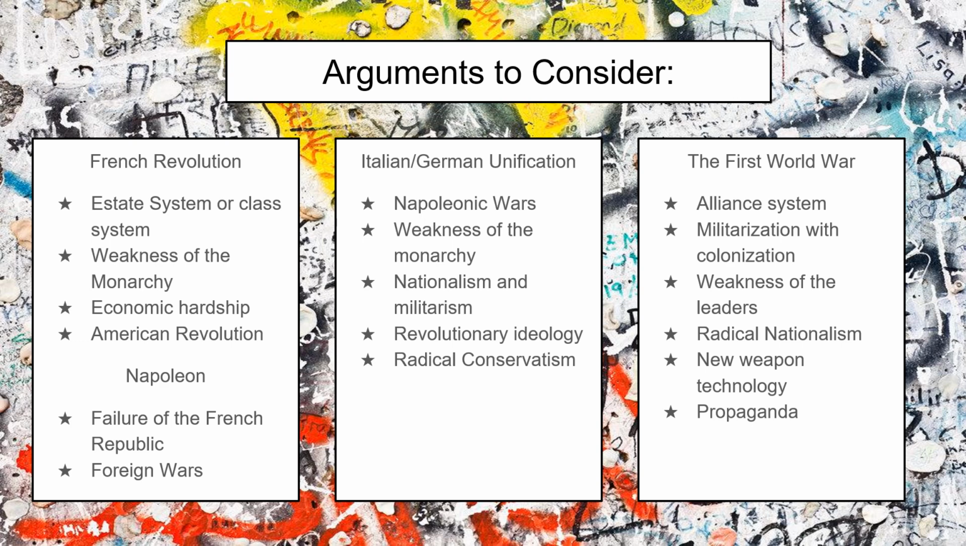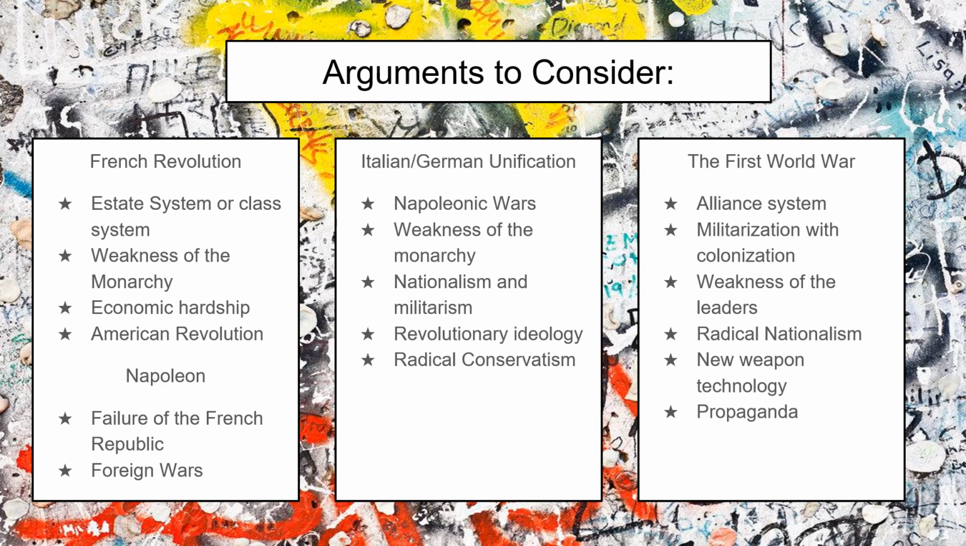Okay. For Napoleon, the effects of the French Revolution are kind of like the causes of the rise of Napoleon: the failure of the French Republic, the failure of the Directory in the years before 1799, and then foreign wars. I mean, when France won wars, they were okay. When France lost wars, suddenly people were beheading each other and all that kind of stuff.